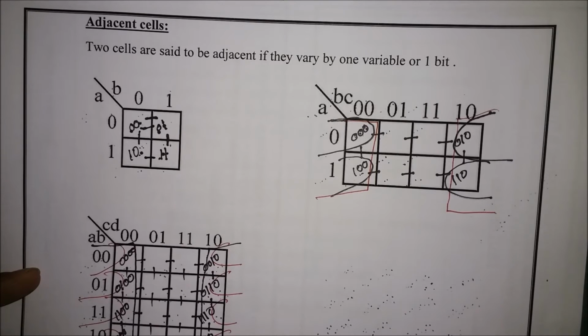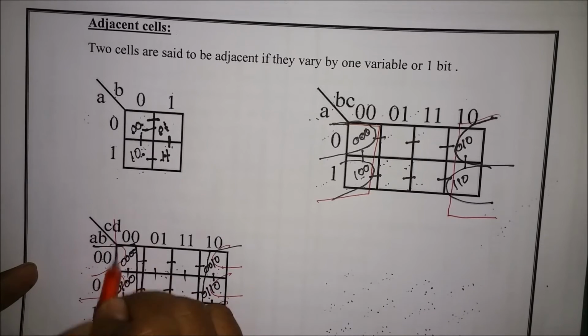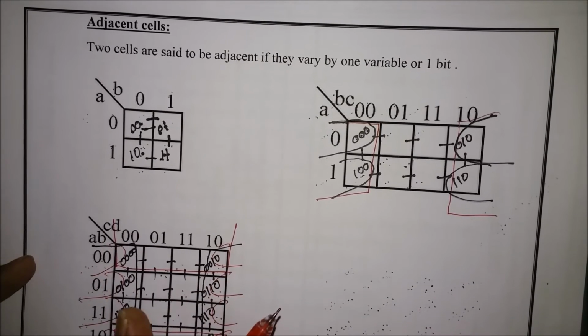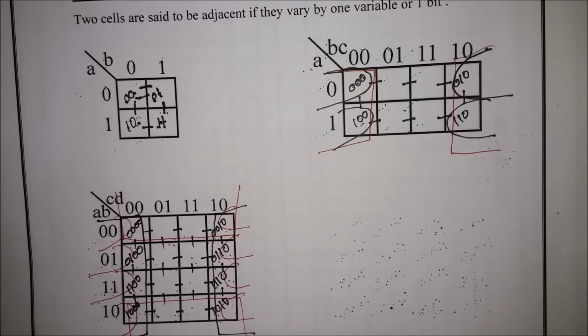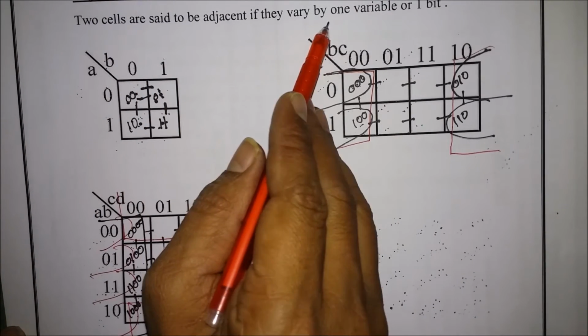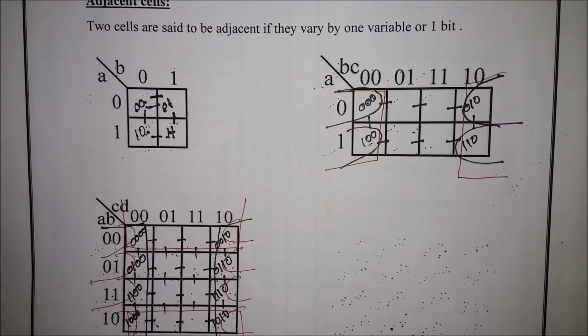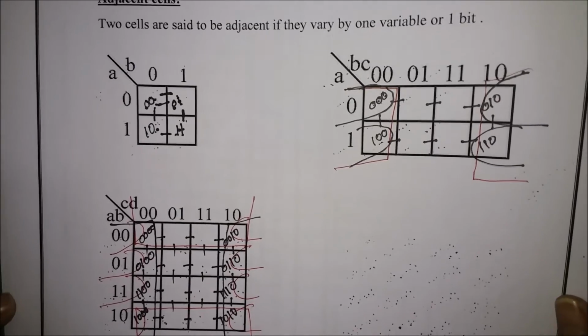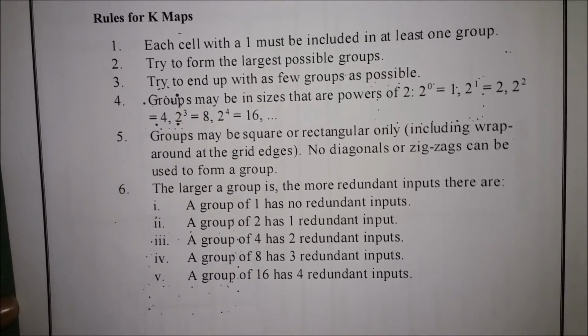Similarly, we can also say that these cells are also adjacent. So this is how we are going to find the adjacent cells. So two cells are said to be adjacent if they vary only by one variable or one bit. So now what I am saying here is, either you can use the variables or bits to represent the adjacent cells.